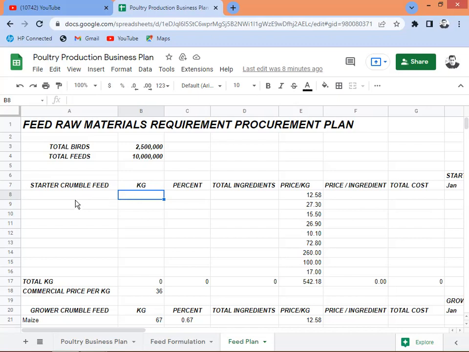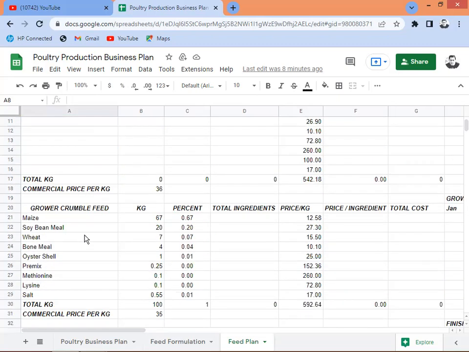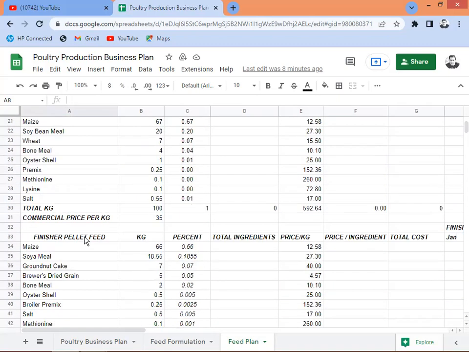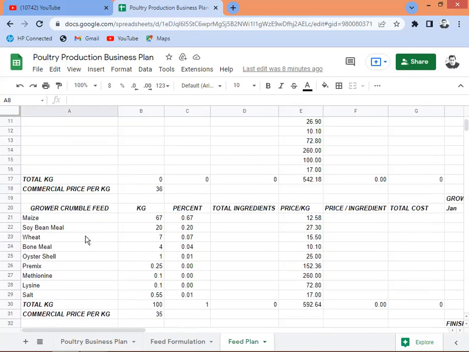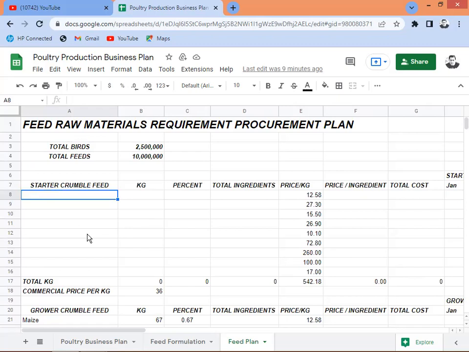Okay. For the feeds, we need to produce the starter crumble feed, the grower crumble feed, and the finisher pellet feed. We're gonna do all this requirement, and we're gonna get the formulation which I had also prepared earlier, and we're gonna be basing our planning for the feed production on the feed formulation that we had earlier.